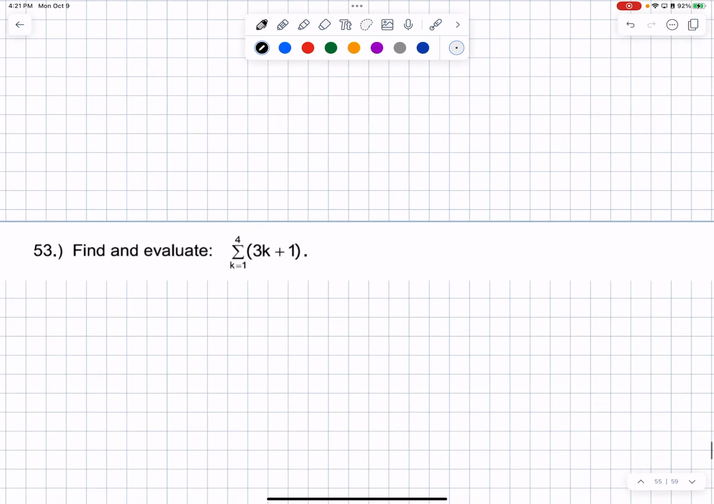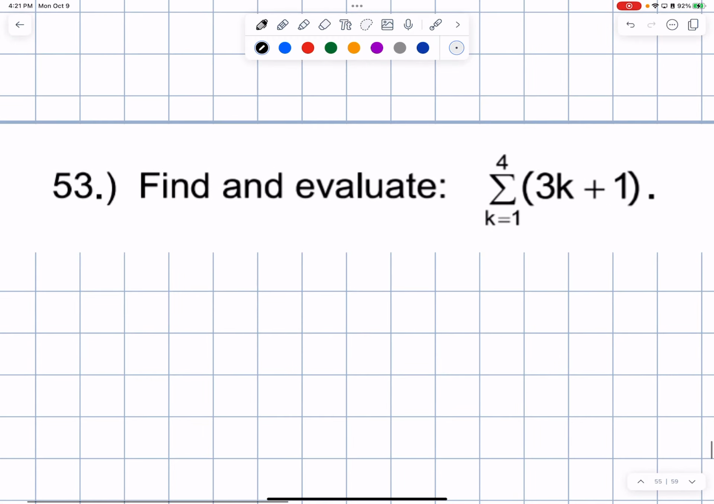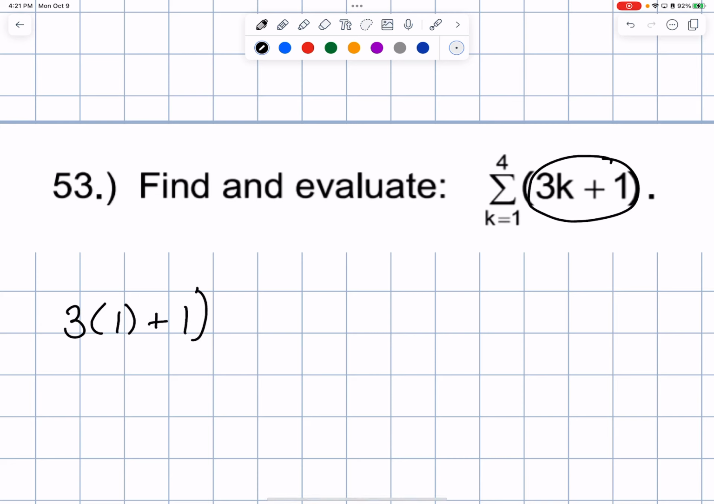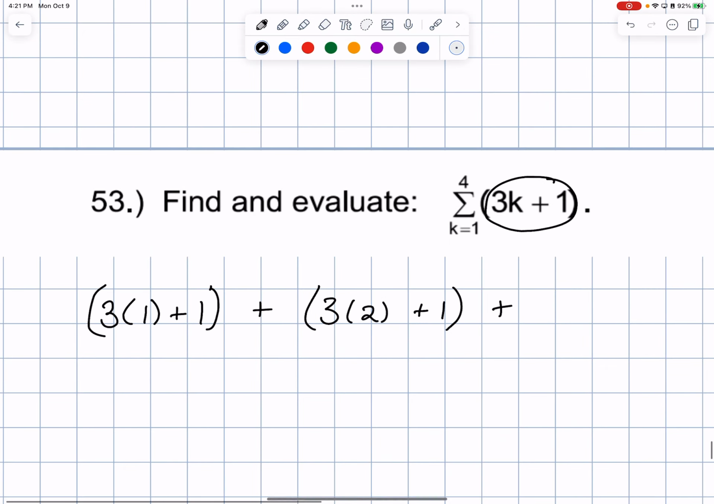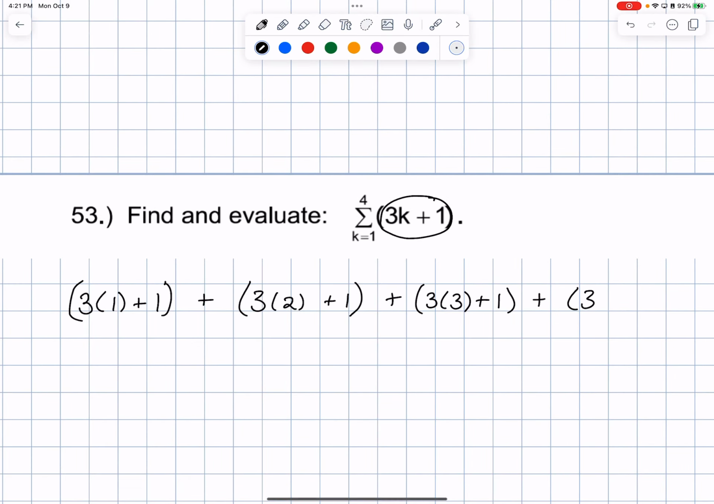Oh, we're so close. Find and evaluate this sum. Okay, the sum is the same as the sequence, just put plus signs. So you take this, 3k plus 1, and you first plug in 1. So it'll be 3 times 1 plus 1. And then you do plus, and you plug in 2: 3 times 2 plus 1. Then plus, plug in 3: 3 times 3 plus 1. Then plus, plug in 4: 3 times 4 plus 1.